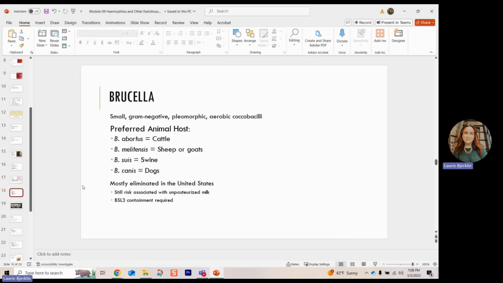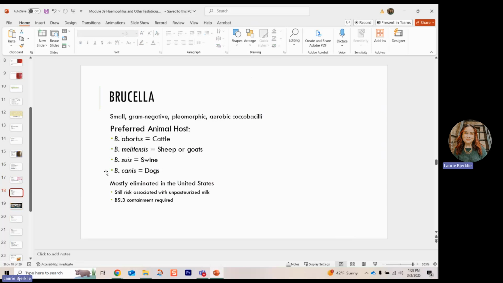Brucella species is a gram-negative coccobacilli, very much still fastidious. That's why we're talking about it here. Depending on the species you get depends on the animal host that it's linked with. So Brucella abortus is more from cattle, melitensis is sheep or goats, suis is from swine, canis from dogs. So you do need to memorize those. Mainly, we have eliminated Brucella in the United States. Unless you're drinking unpasteurized milk or something like that, then you might be at risk for it.